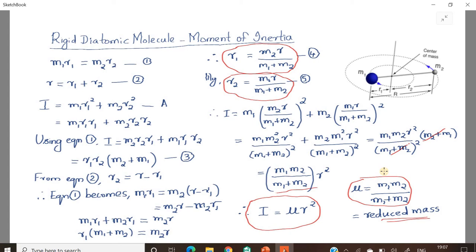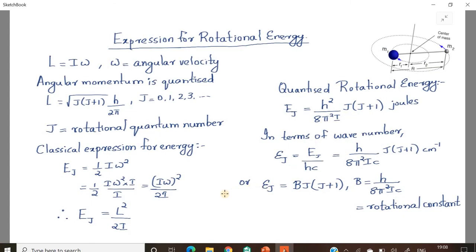So we have obtained the equation for moment of inertia of a rigid diatomic molecule, which is I equals mu R square, where mu equals M1 M2 by M1 plus M2 and is known as the reduced mass of the molecule. Next step is to derive the expression for rotational energy of the diatomic molecule.